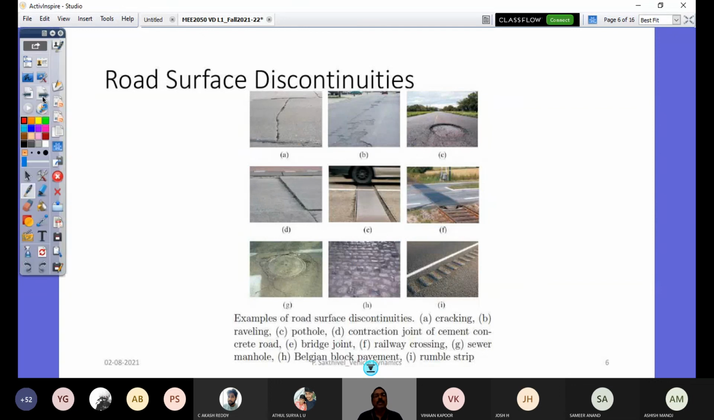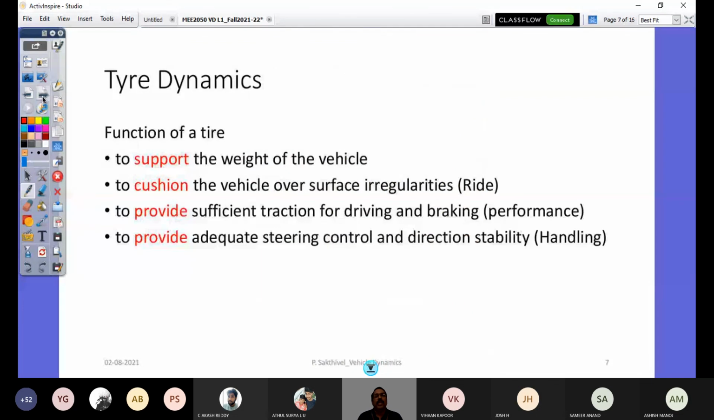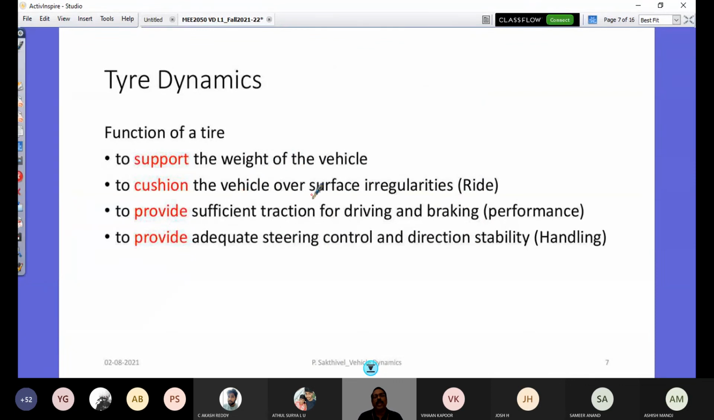Of course, tire dynamics we are going to study. The fundamental function of a tire is not only to support the weight of the vehicle, but also to act as a cushion for vehicle or surface irregularity. So you see it is taking care of the ride aspect. It provides sufficient traction for driving and braking, so it takes care of the performance aspect that we discussed. It provides adequate steering control and directional stability, the control aspect.